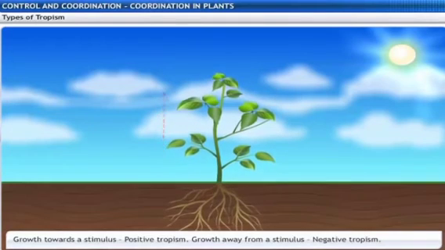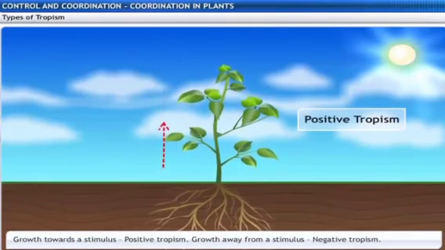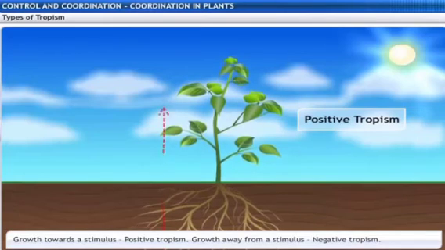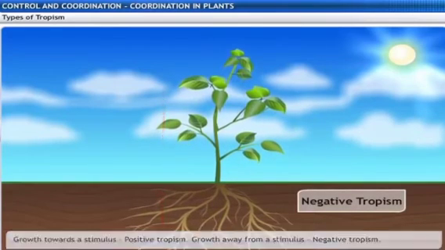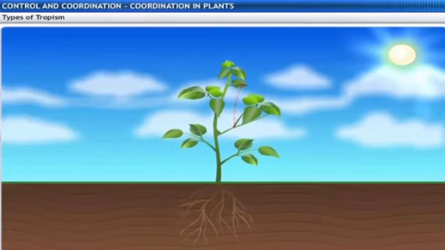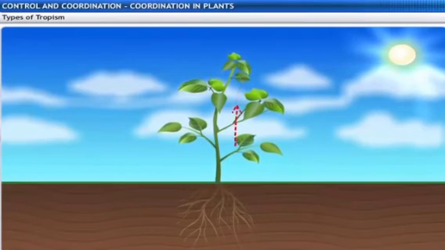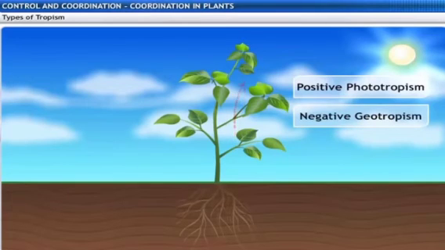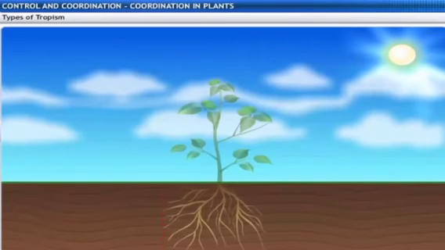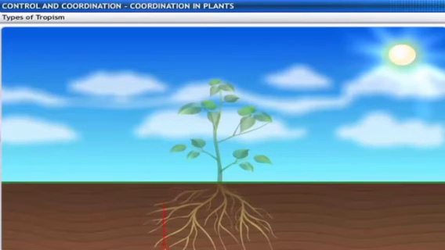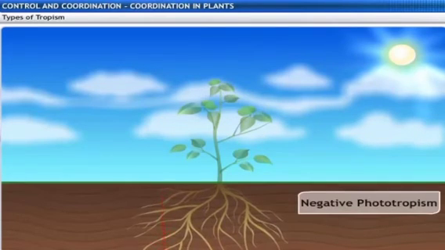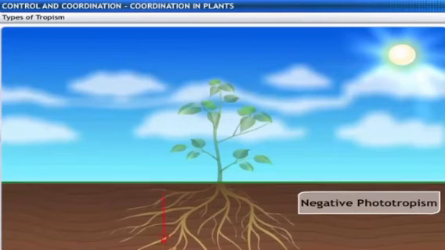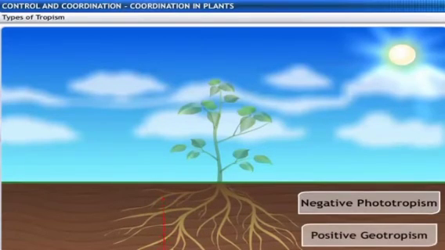Growth towards a stimulus is a positive tropism, while growth away from a stimulus is a negative tropism. Shoots respond by bending towards light, thus showing positive phototropism. They grow away from gravity, thus showing negative geotropism. Roots bend away from light, indicating negative phototropism, and grow towards gravity, indicating positive geotropism.